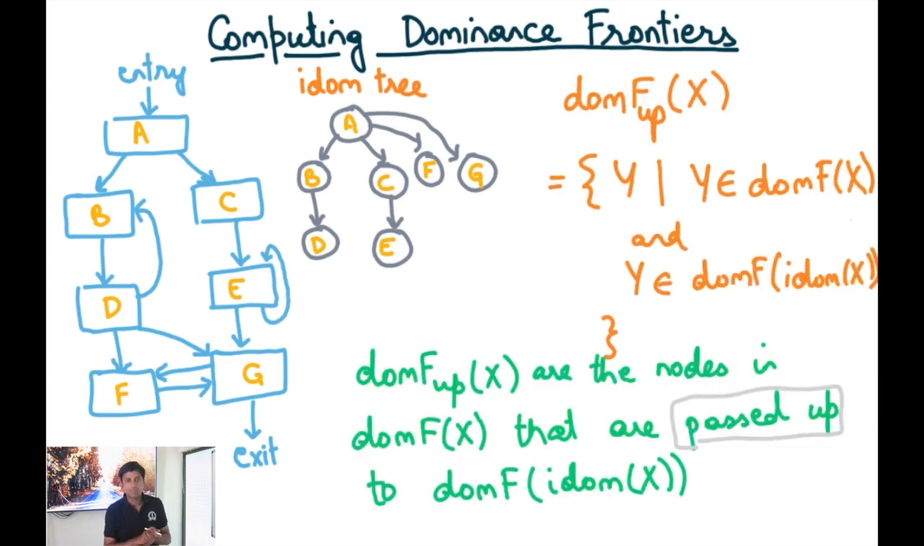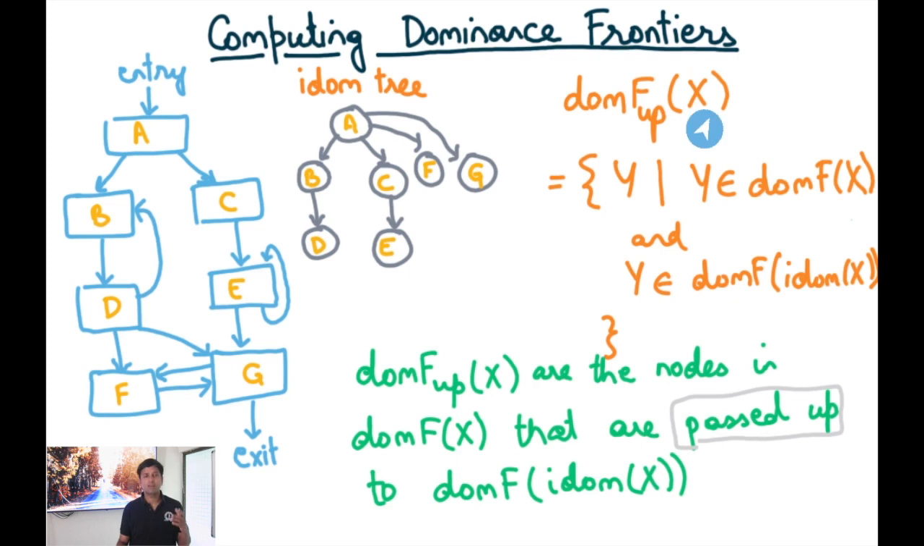So I'm going to define a couple more terms or relations, to basically move on to my actual algorithm to compute the dominance frontiers efficiently. So domF up for a given node X is the set of nodes Y such that Y belongs to the dominance frontier of X and Y belongs to the dominance frontier of the parent of X, or the immediate dominator of X. In other words, domF up X are the nodes in domF X, the dominance frontier of X, that are passed up to the parent of X, to the dominance frontier of idom X.